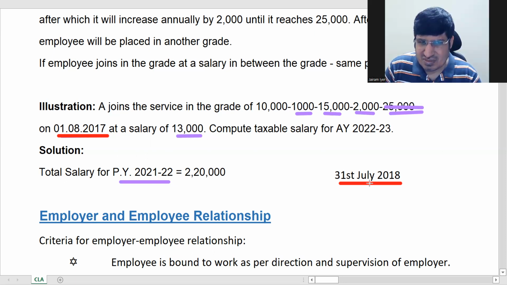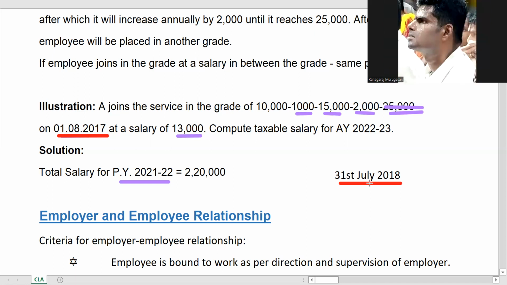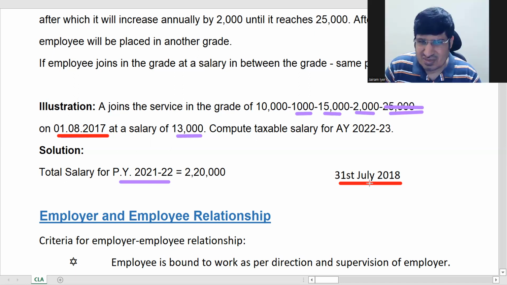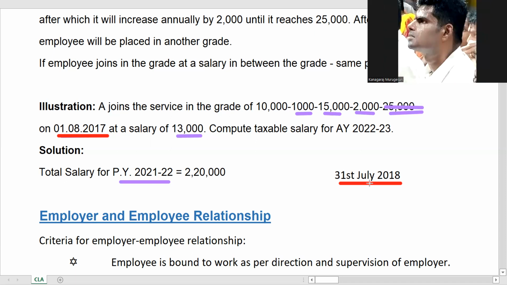1/7/2008. After that, the increment regularly comes 1/7/2019, 2020, 1/7/2020, like that, sir.